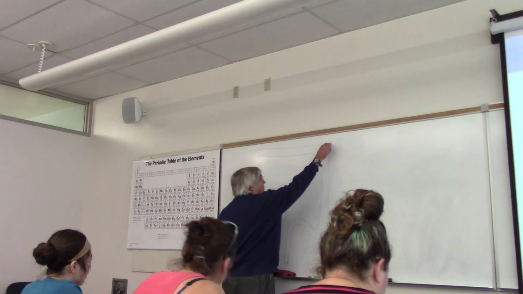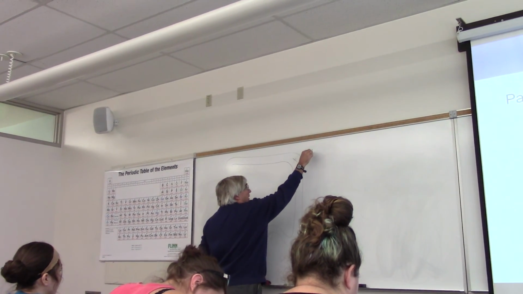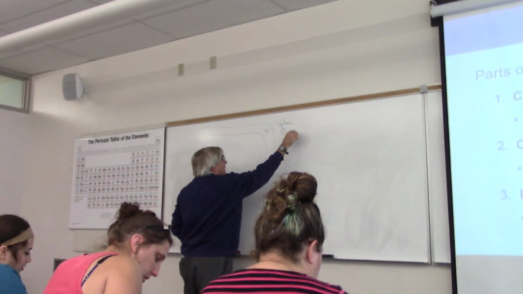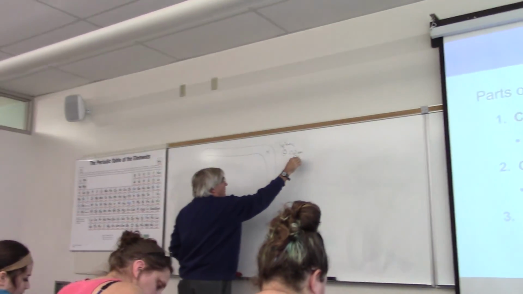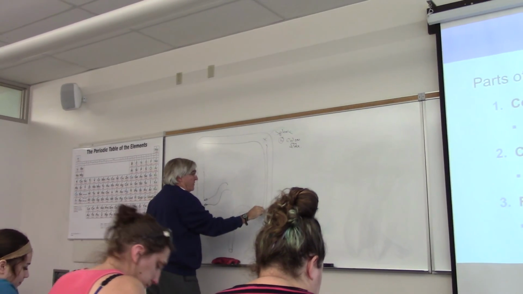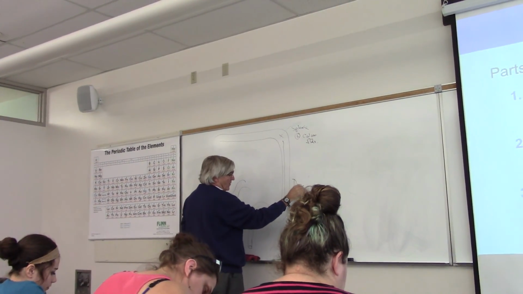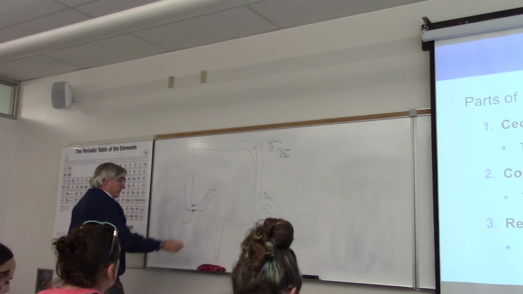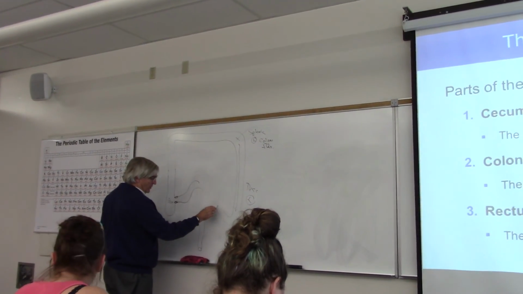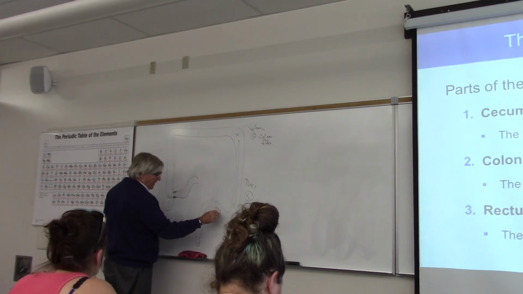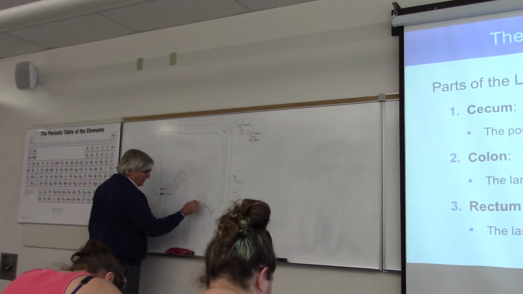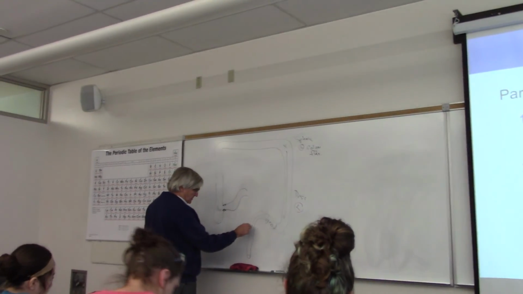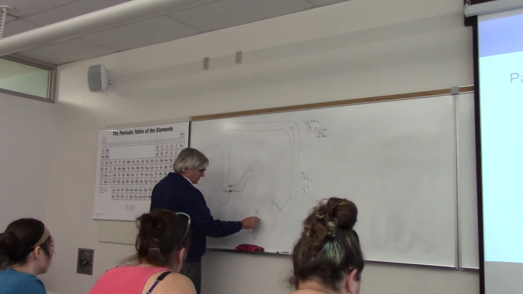And then it comes to this corner over here, which is called either the splenic or the left colon flexure. Then it comes down, and this is the descending or the left colon. Okay? And then it reaches this area, and we call this the sigmoid colon because it looks shaped like an S. What a creative name. Sigmoid colon. And then the sigmoid colon turns into this last straight part, which is called the rectum.